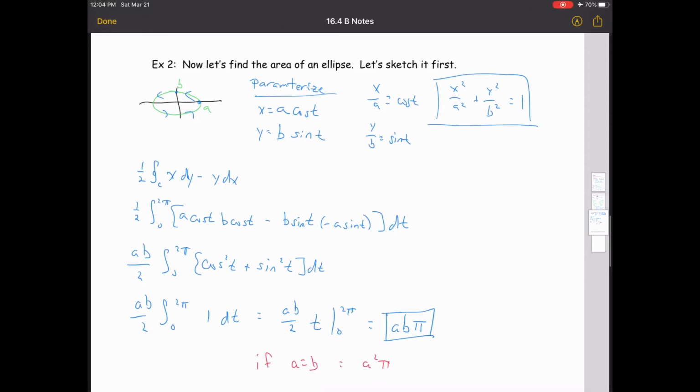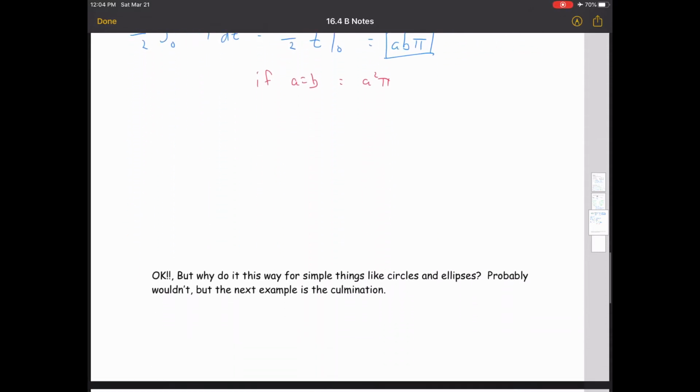All right, so the real question is, why do it this way for simple things like circles and ellipses? And the answer to that is really you probably wouldn't. But the next example is really the one that's going to be kind of the culmination of this whole thing. It's why we would even want to try and do something like this.